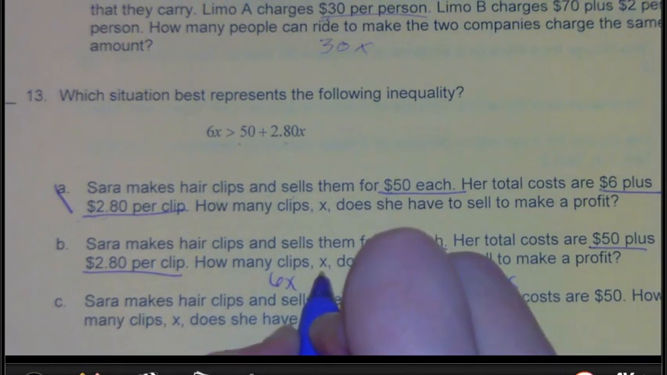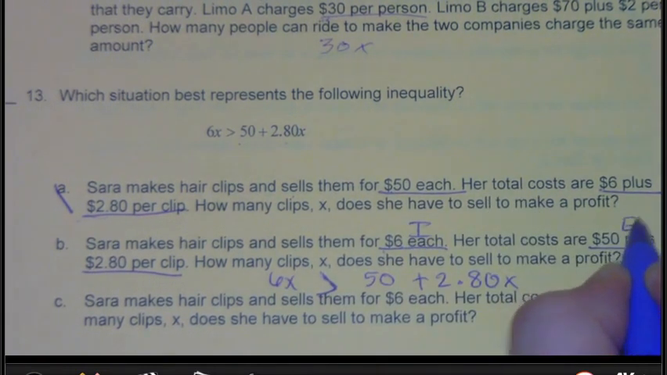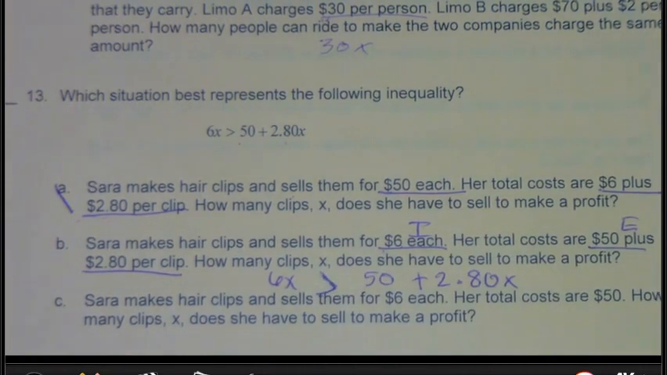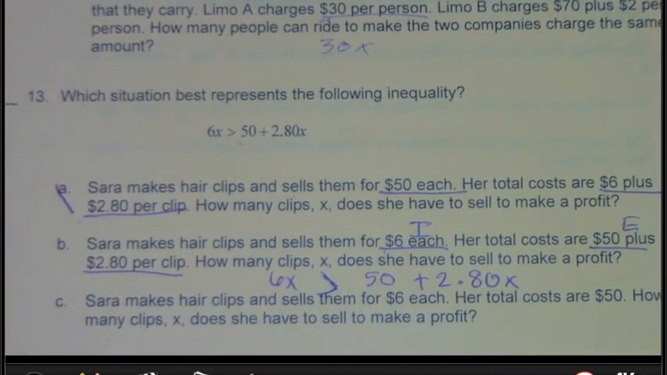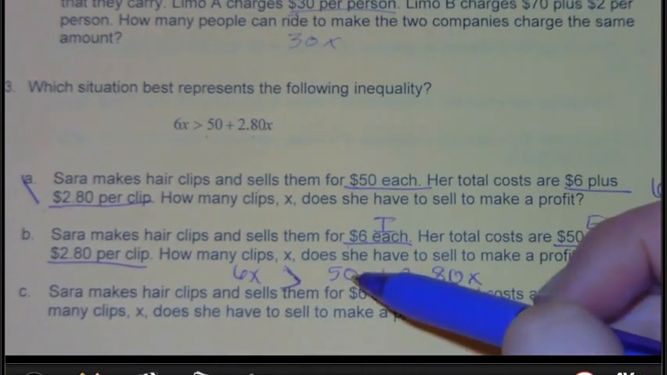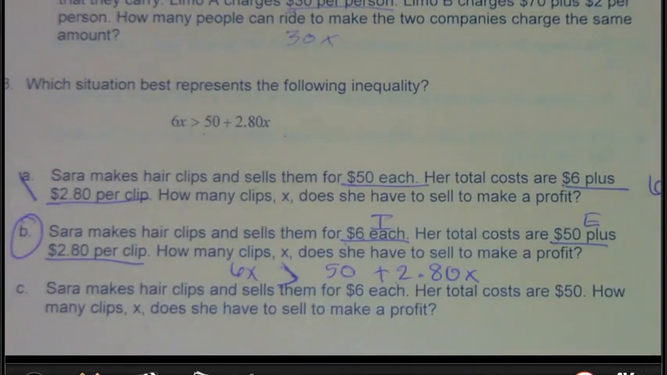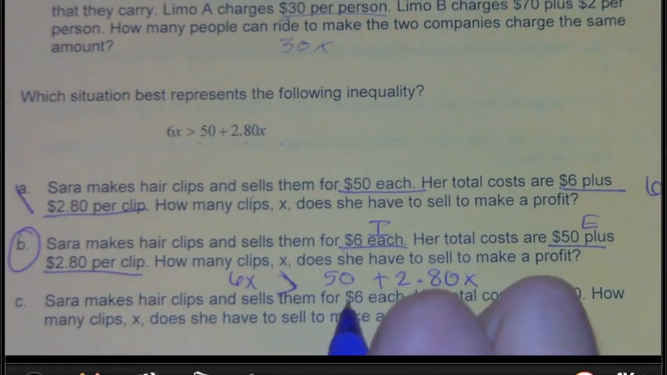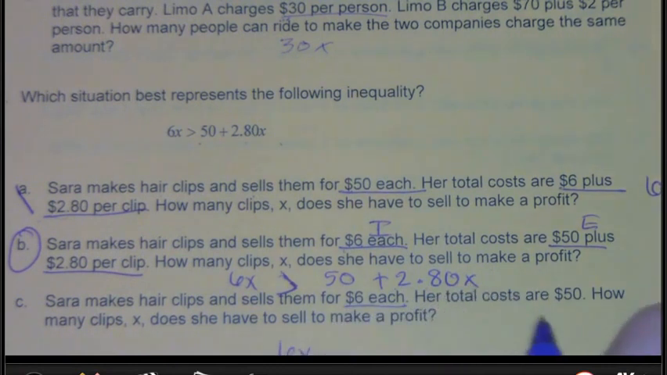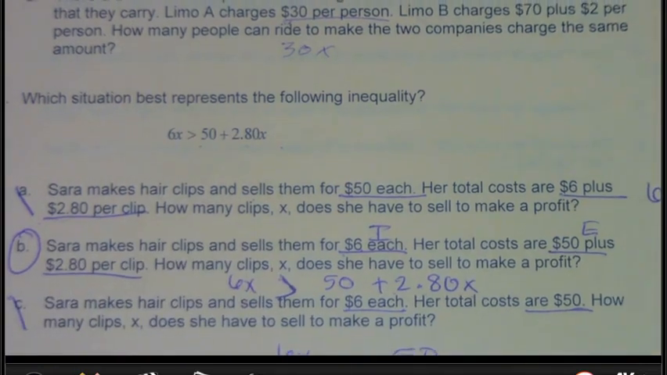Okay, so to make a profit. So this sounds like this is my income right here, and this right here is my expenses. So I want to know where I have a profit, where my income is greater. So it looks like I should have 6x is greater than 50 plus 2.80x, which is what matches my inequality above. And then we can always look at the next one. Sarah has 6x. Her total costs are $50. And how many? Well, I don't have anything left over, so C can't be an answer choice.